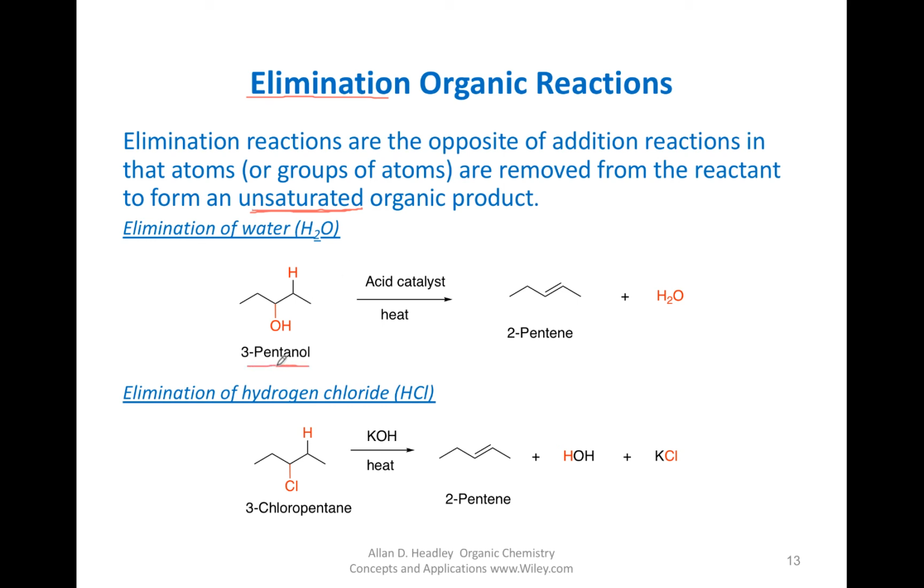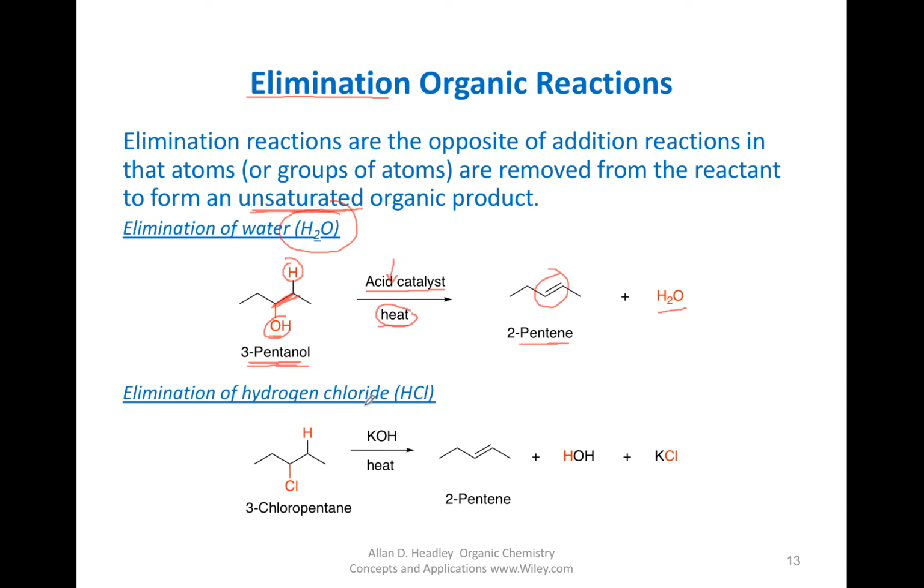Here's an alcohol because of the OH, and in the presence of an acid and heat, so acid is a catalyst, there is a removal of water. Here is H2O. So it's being removed right across this carbon. So you can imagine here is a double bond and here is the water. So we've transformed an alcohol into an alkene by an elimination reaction in the presence of heat and a catalyst.